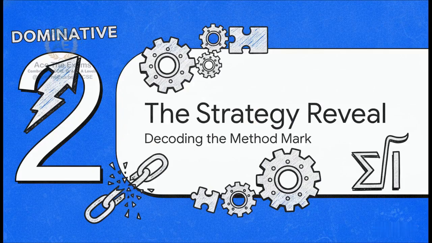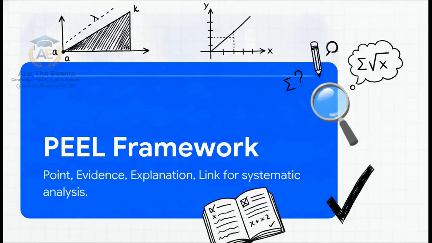Moving on to Act 2, the strategy reveal. It's time to decode the method mark. Okay, so this is where we flip the script entirely. I am about to reveal the secret weapon of top-scoring candidates. It's called the method mark strategy.